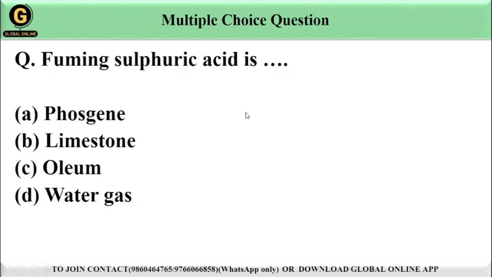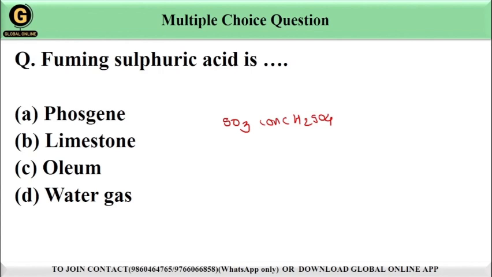Fuming sulfuric acid is a dash dash. Options are given: A. phosgene, B. limestone, C. oleum, and D. water gas. So friends, fuming sulfuric acid is also known as oleum. It is a solution of sulfur trioxide, that is SO3, in concentrated sulfuric acid, which is H2SO4, and appears as a thick oily liquid that releases fumes. So as it releases fumes, it's called fuming sulfuric acid.